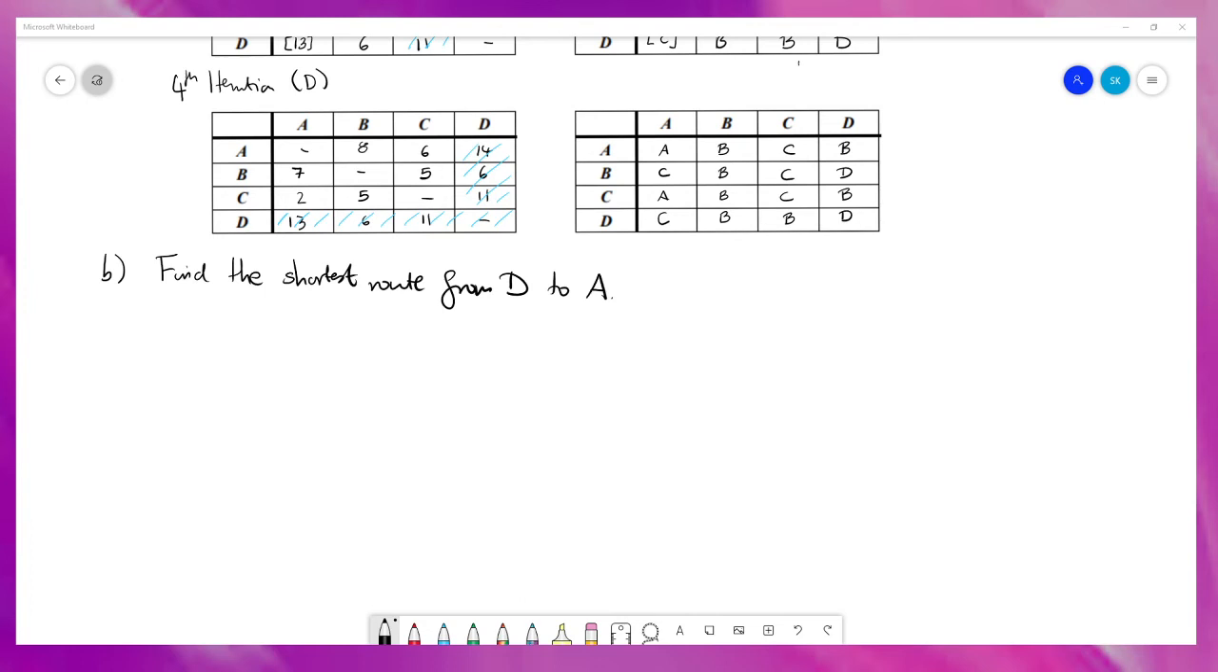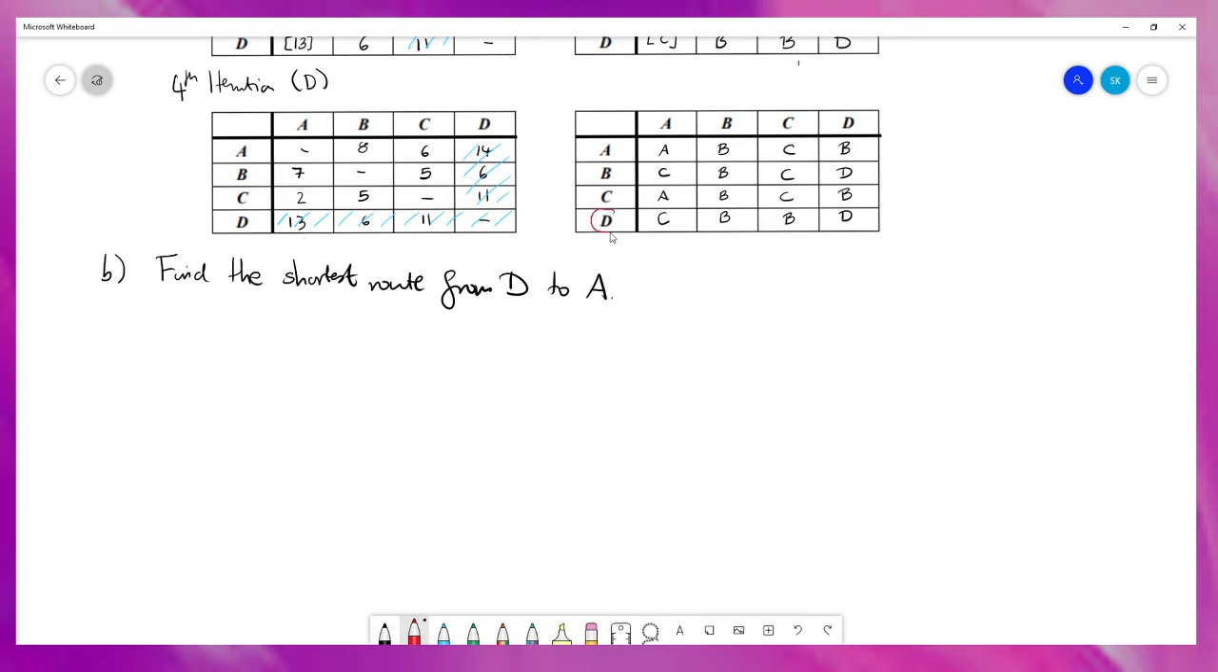Find the shortest route from D to A. So I'm going to do some annotations in red on our final graph here, but you don't need to do these annotations in an exam. You just write down the route. You might have to justify it, so that's why we're going to go through an explanation. We can see that the shortest distance from D to A is 13. Okay, that is the shortest distance from D to A, but we need to figure out what that route is.